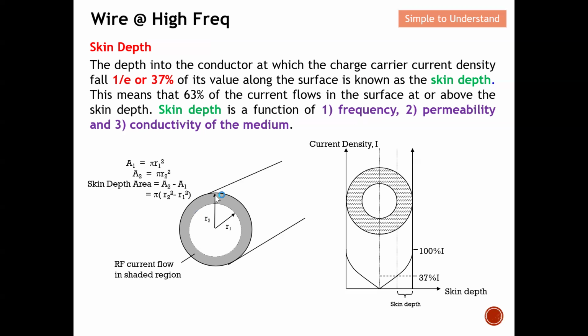But before I continue, let's quickly understand how to obtain the skin depth area. The skin depth area will be the shaded region. How to get the shaded region? I need to know the area of the bigger circle and the area of the smaller circle. I take the area of the bigger circle minus the area of the smaller circle, then I will have the area of the skin depth. This is how I can calculate the skin depth area, as you can see from the equation. Like I mentioned, in my next video I will have some form of calculation to calculate the skin depth. But at this moment, I hope you understand what skin depth is.